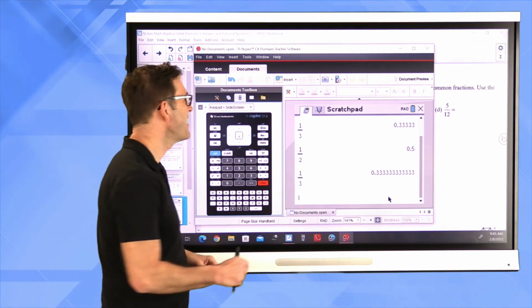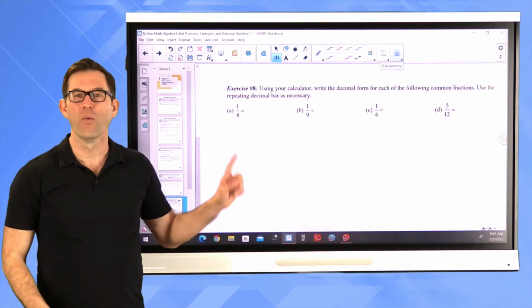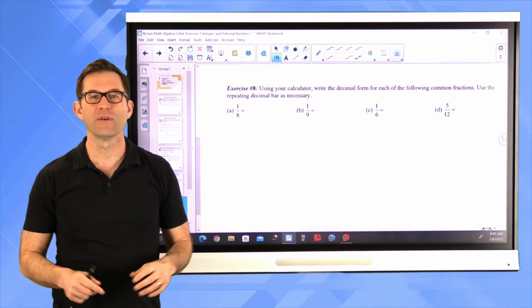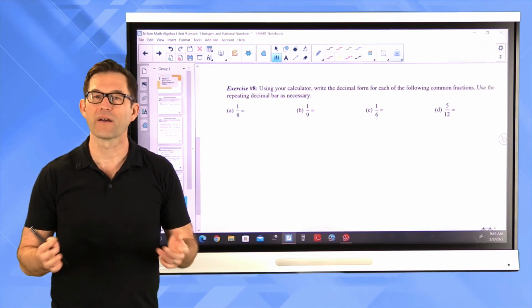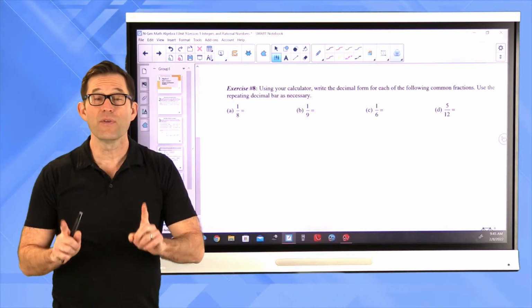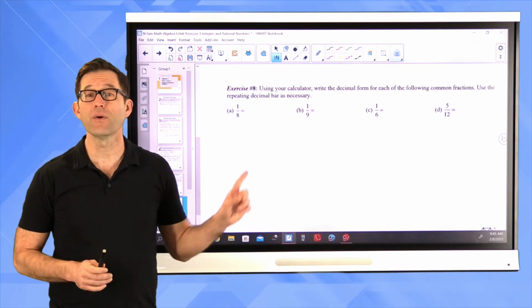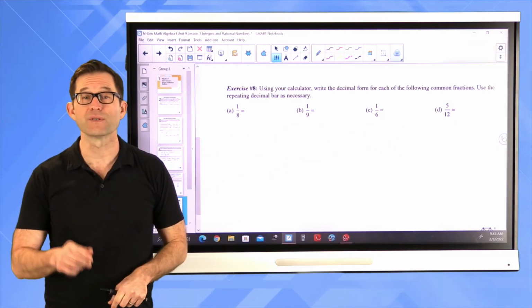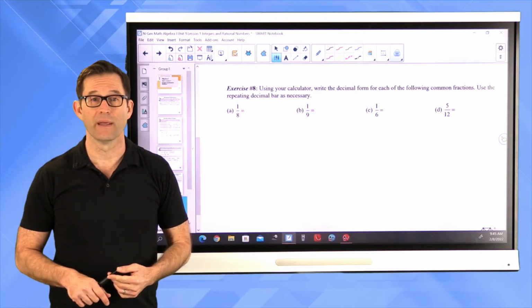That being said, let me just minimize this real quick. I want 1/8, 1/9, 1/6, and 5/12. All you have to do is put those in as division problems and write down all the decimals that your calculator sees, unless you think that it's repeating, in which case use the repeating decimal bar. Pause the video now and see if you can write down the decimal versions of those 4 fractions. 2 of them are going to have repeating decimals and 2 of them will terminate.